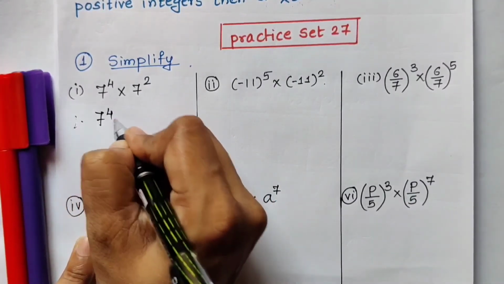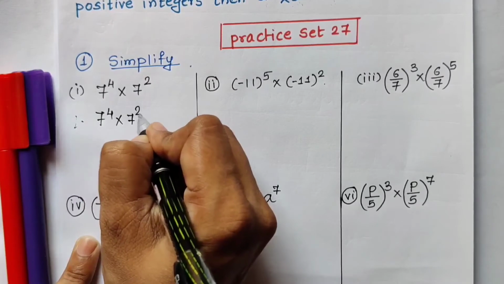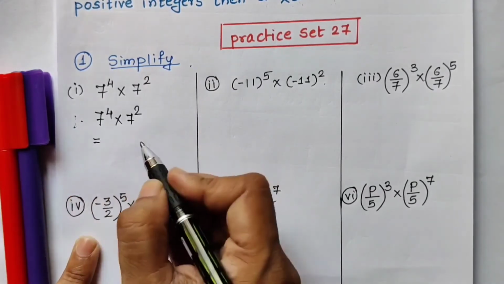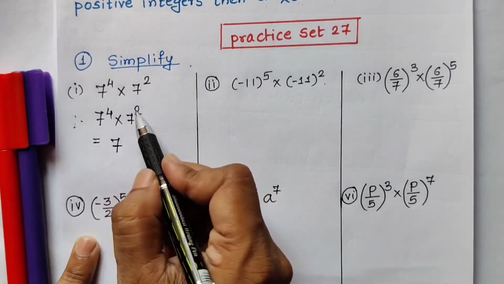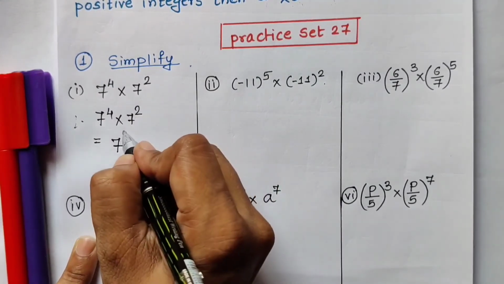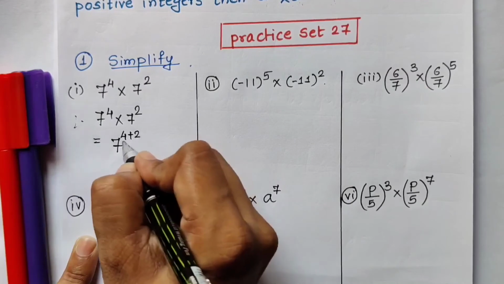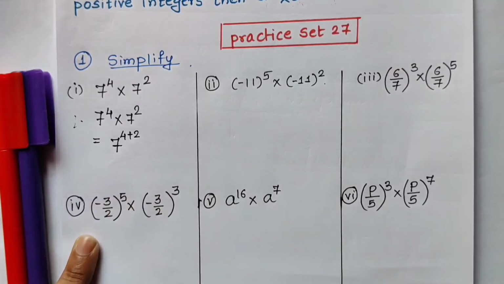7 raised to 4 multiplied by 7 raised to 2. When the base is the same, what do we write? We write the base one time and we add the indices. Indices we add in the index, 4 plus 2. Here at the top we have to write like this.